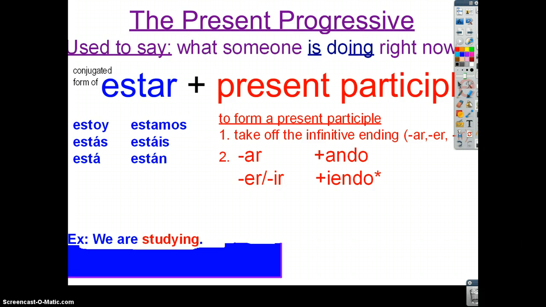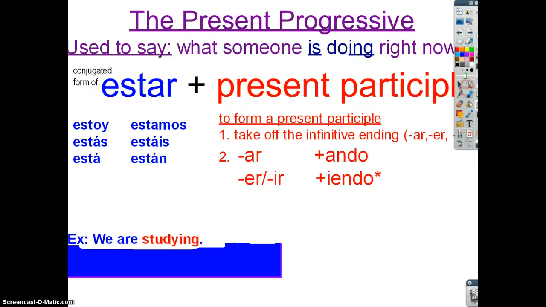When you're ready, move on to the next page because we have to talk about some special present participle rules to find out what the star is about. One thing I always say about the present progressive is that you should always think of everything in twos. It is the present progressive. It's used to say what someone is doing. You take a conjugated form of estar plus the present participle. So it has two parts. Let's talk about those special present participle rules.